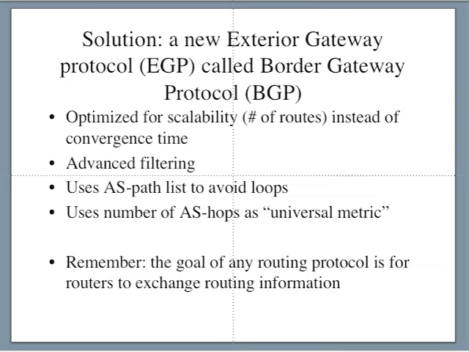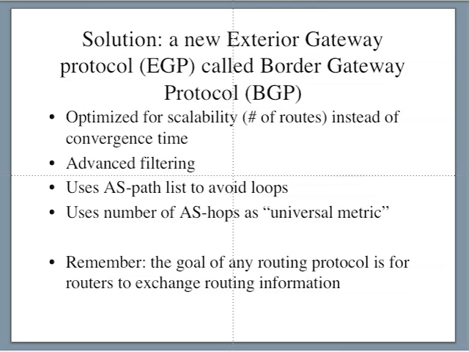Border Gateway Protocol has advanced filtering features where you can filter not just based on IP address, but also based on autonomous system. You can say, I don't want to accept any routes that go through autonomous system 65,537, for example.